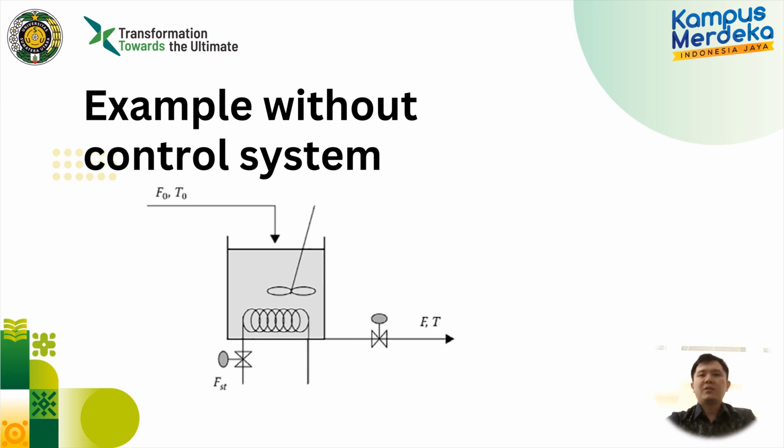For this process, we have the following classification. Input variables are F0, T0, Fsteam, Tsteam. All of them are variables of streams entering the process. Output variables are volume V, liquid height in tank H, T, and F.